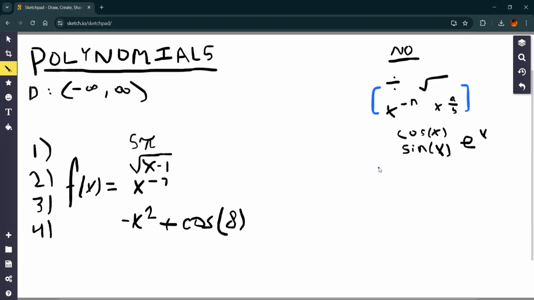You also can't have cosine of x, sine of x, or e to the x. That's just other things you need to remember. So let's look at 4 examples and determine if they're polynomials.